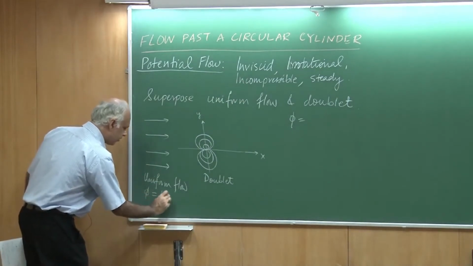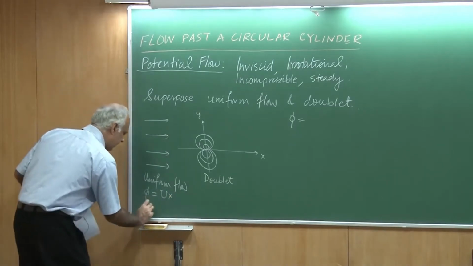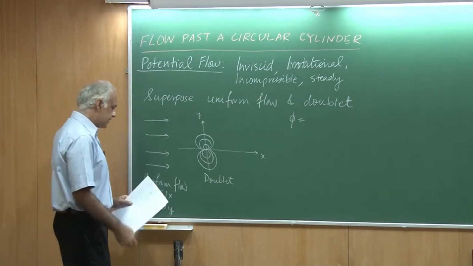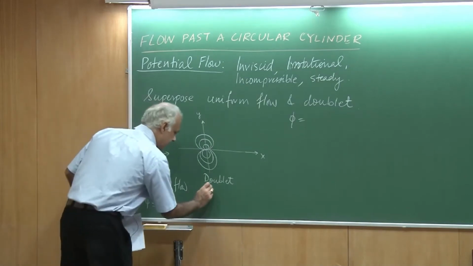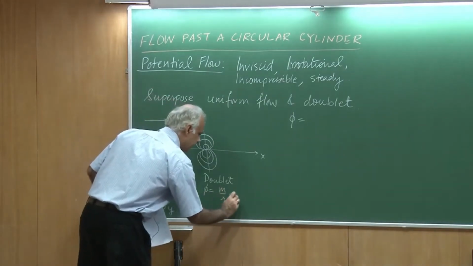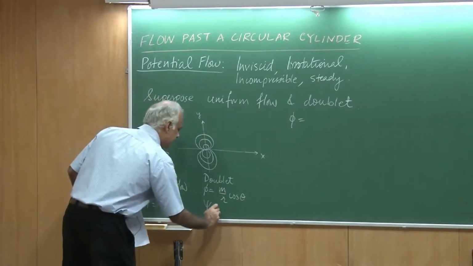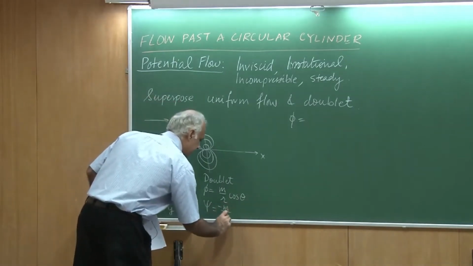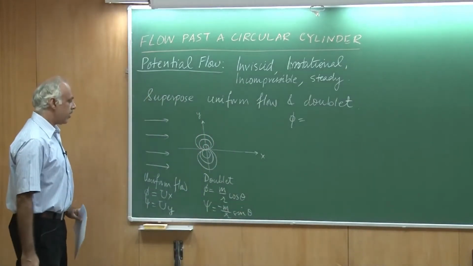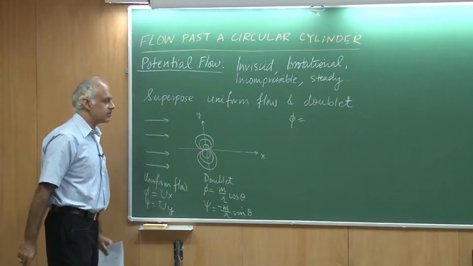So this phi, if you recall, was given as u x, and the psi can be written as u times y. And for a doublet that is located at the origin, I had given you the expressions. The phi is given as m by r cosine theta. The polar coordinates are more suitable, and similarly the stream function was minus m by r sine theta. Okay. Now if I want to do a superposition, I simply have to add the two phi's and the two psi's. So let's do that.